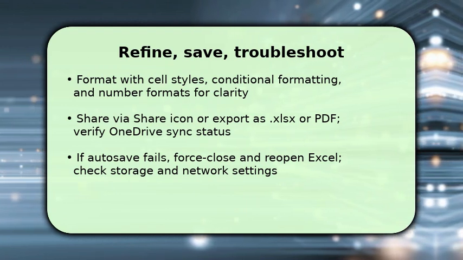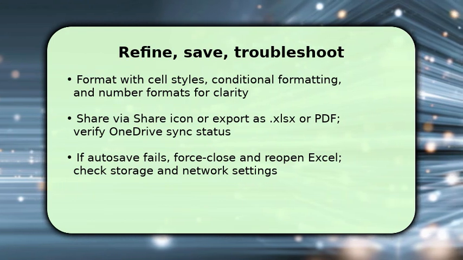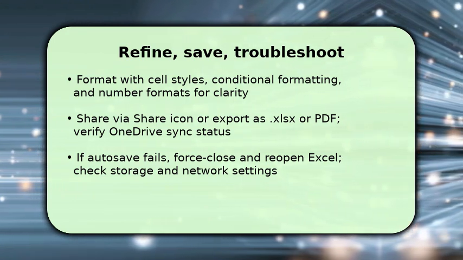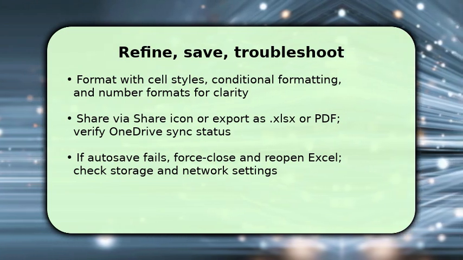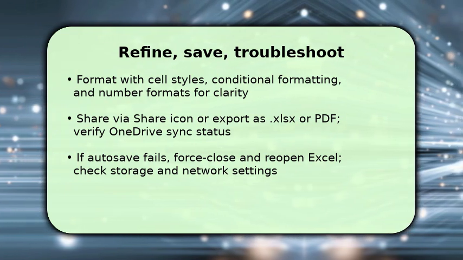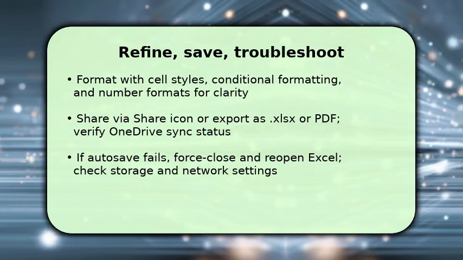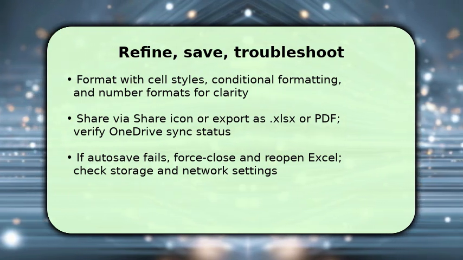Save and share from the share icon, export as XLSX or PDF, and confirm OneDrive sync status so collaborators see updates. If something goes wrong, force close Excel and reopen. Make sure you have adequate storage and a stable network. These steps help you preserve work and resolve common sync or autosave hiccups quickly, so you can move on.